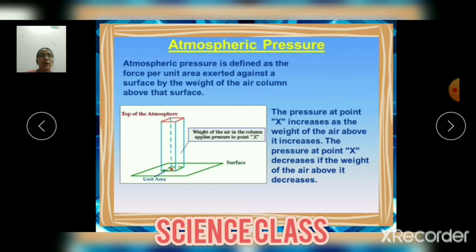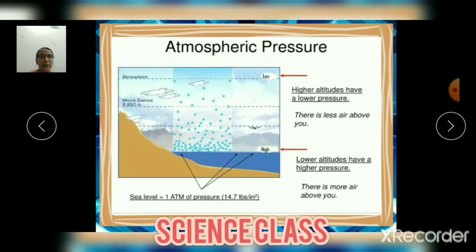Now the atmosphere, as we go to high altitude, has low pressure, and at lower altitudes we have high pressure. Why does it happen? As we go to high altitude, you can see in the picture that these blue balls represent the presence of air in that area. Very few blue balls represent very little air. As we move downwards near sea level, at the lower altitude, the number of blue balls is larger. They represent more air in that area.